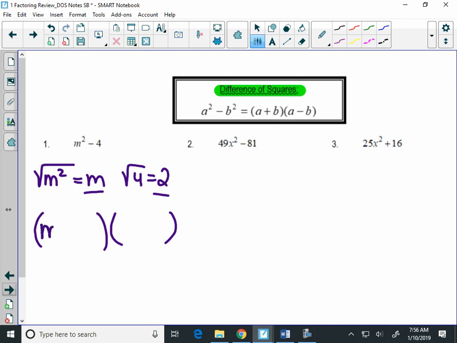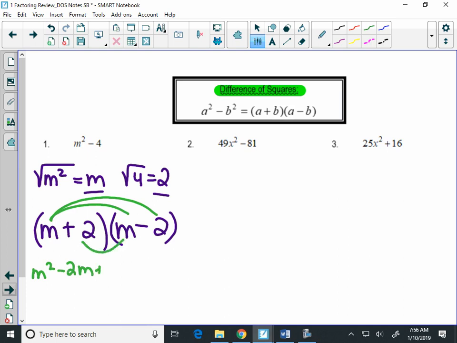I bring the m into the first and second parentheses, the 2 into the first and second, one set gets a plus, one set gets a minus. Now let's practice distributing here just to make sure we understand how to check our work and that this works out okay. M times m is m squared. M times negative 2 is minus 2m, plus 2m. 2 times negative 2 is minus 4. Notice negative 2 and positive 2 cancel off. So I'm left with m squared minus 4, which is what you started with, so you know you factored correctly.